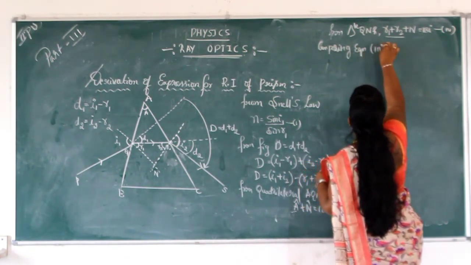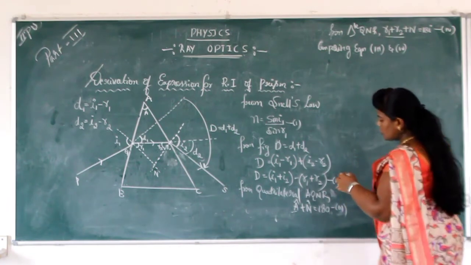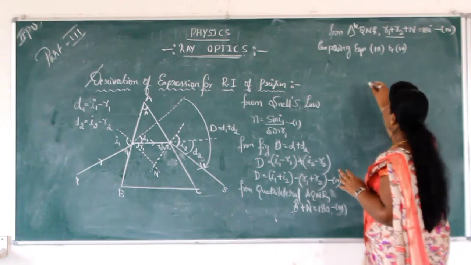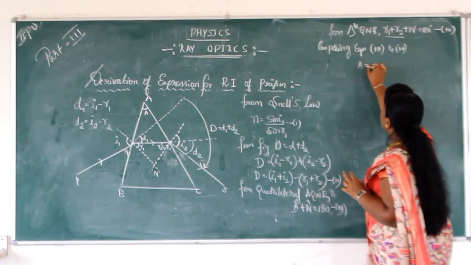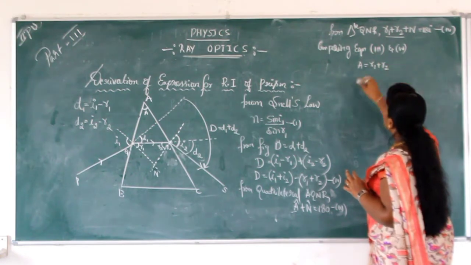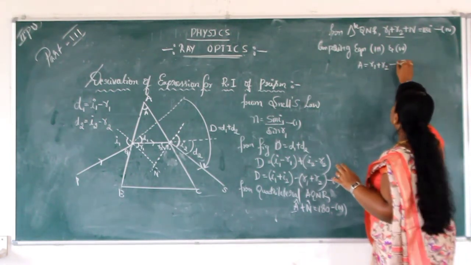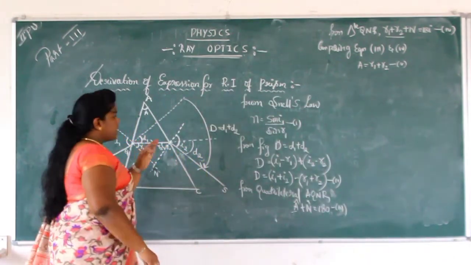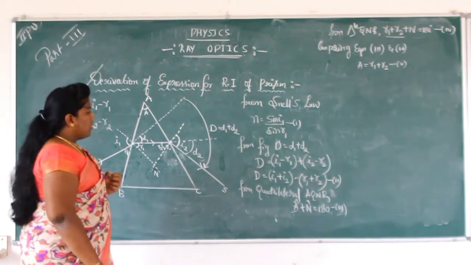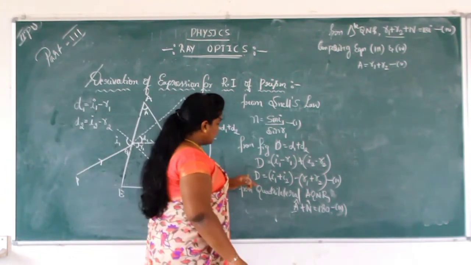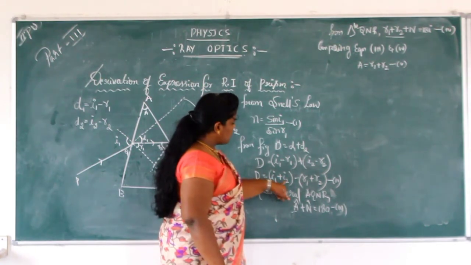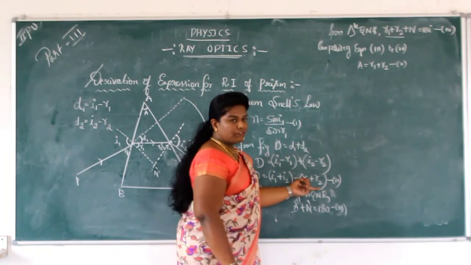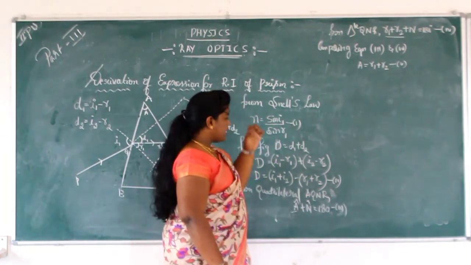So now comparing equations 3 and 4, what will we get? In place of A, we have R1 plus R2. So A is equal to R1 plus R2. So my dear students, we got that the angle of prism A is equal to the sum of the two angles R1 and R2. Then we came to know that D is equal to I1 plus I2 minus R1 plus R2, so in place of R1 plus R2, I can simply write A.